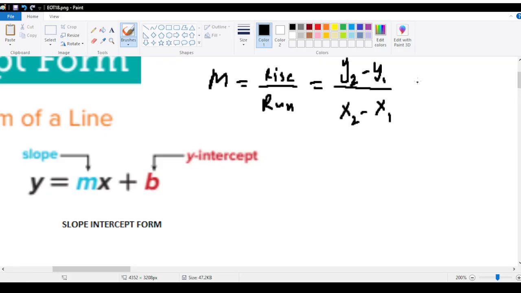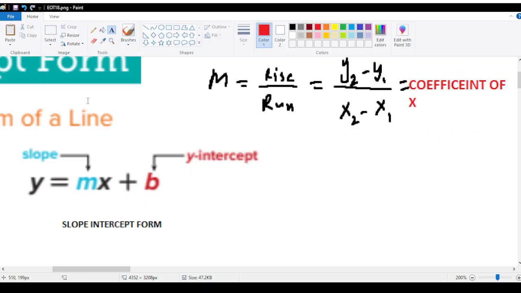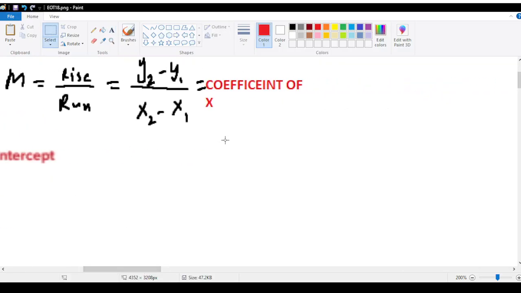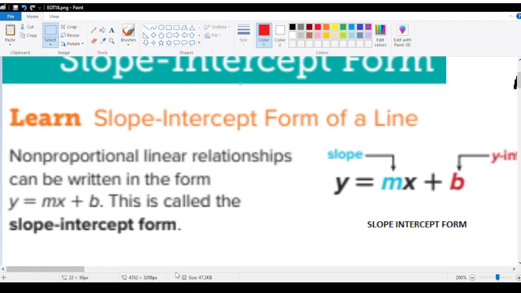And we still have another method. The last method was the coefficient of x. In the equation, the coefficient of x, they already give us the y, but we need to find the x. So the coefficient of x will be the slope as well. So those are the methods in order to find the slope. Either we will talk about rise over run, or y2 minus y1 over x2 minus x1, or the coefficient of x.